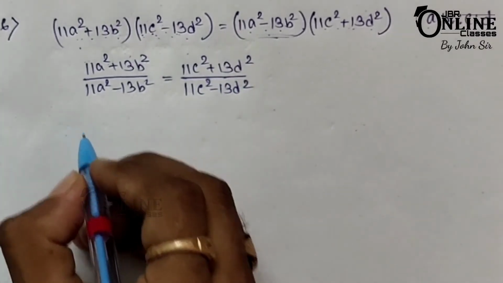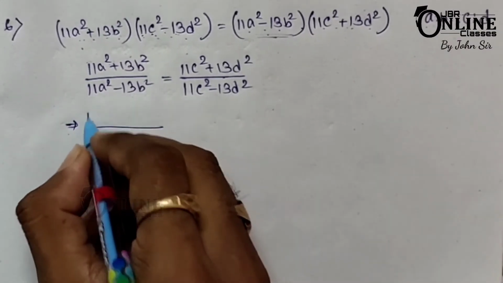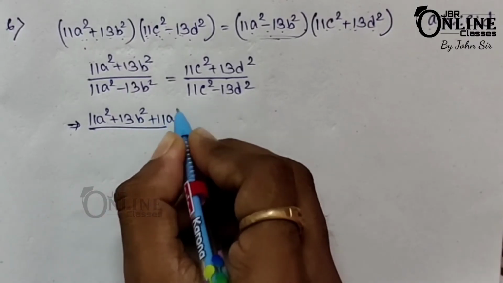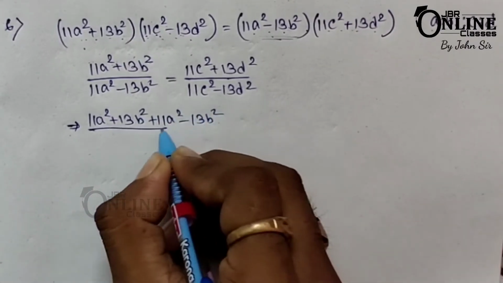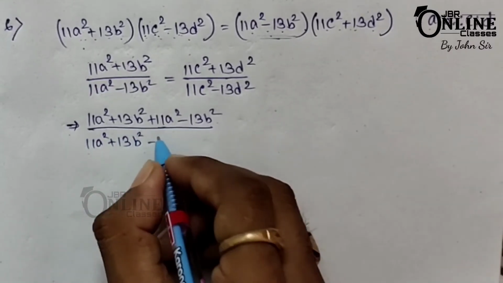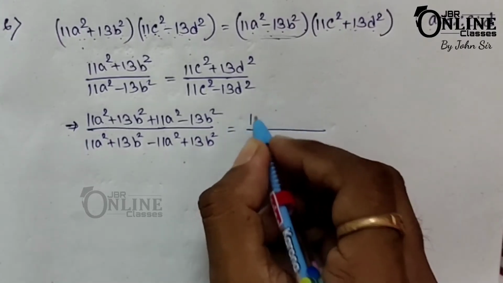Now in the next line, you can apply the componendo and dividendo formula. So just applying componendo and dividendo formula, it will be this one: 13b square minus 11a square plus 13b square. Now same thing on the right hand side.